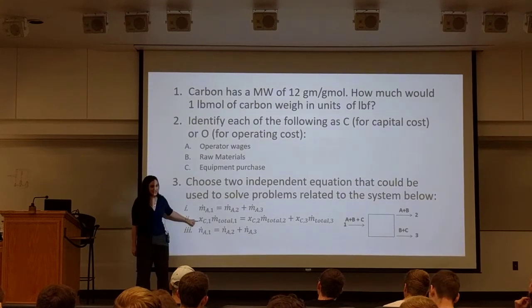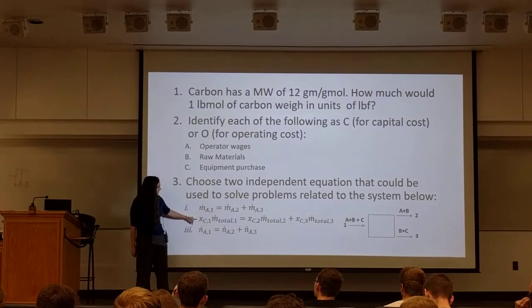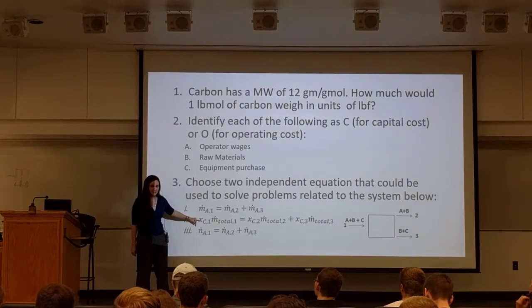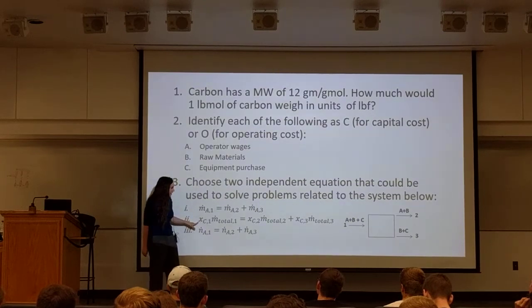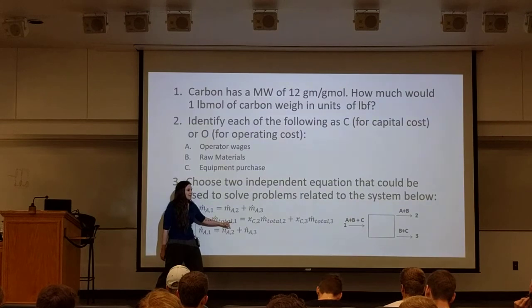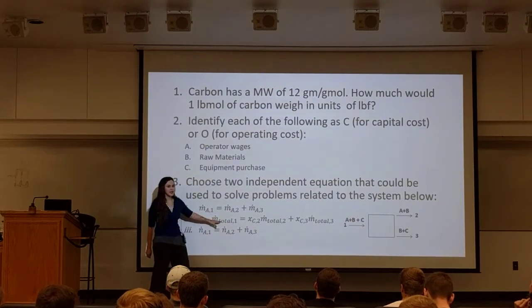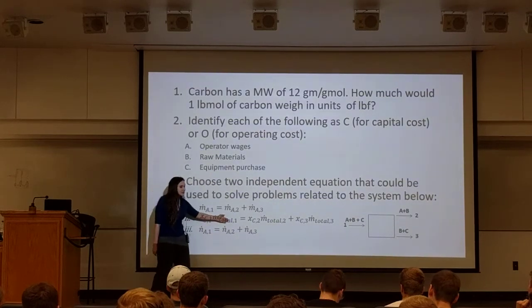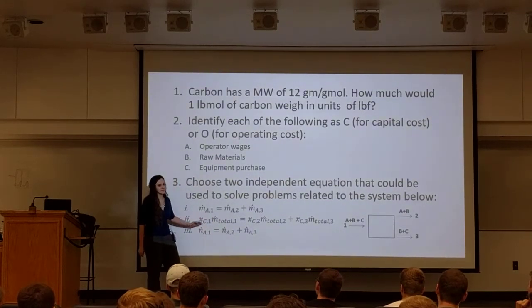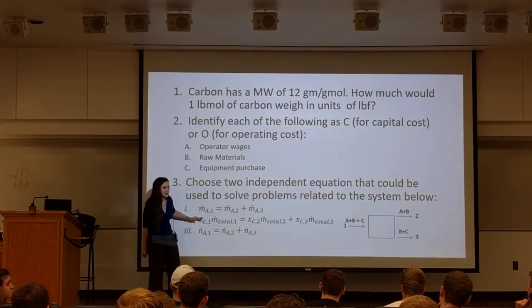And what does X mean? X means mass fraction. In this class, X symbolizes mass fraction. Therefore, this is the mass fraction of C in stream 1. Multiply it by the total mass of stream 1, which you normally just call M1. I put the total in there to help y'all. You get the mass of C in stream 1. So it's the same as this for A, it's just written in a different way.